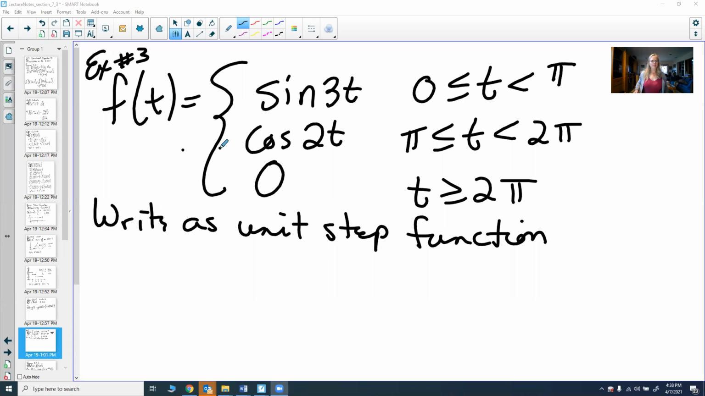Okay, so let's continue this one. We want to actually take this piecewise function and write it in the unit step function, so it's one function. So we want to have sine of 3t from 0 to pi. Then it needs to be cosine of 2t from pi to 2 pi, and then 0 beyond 2 pi.